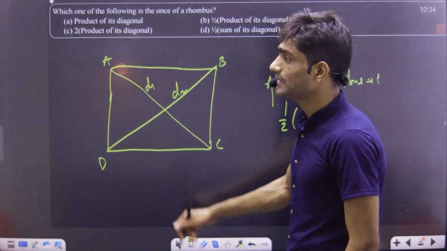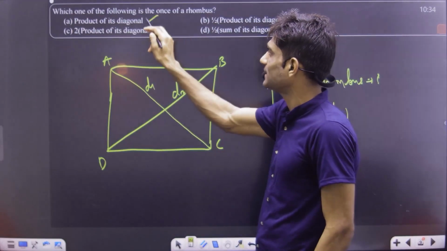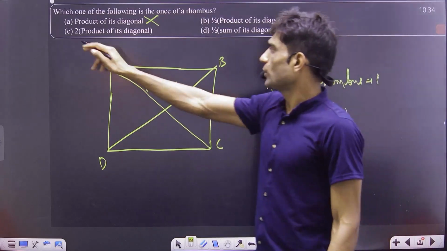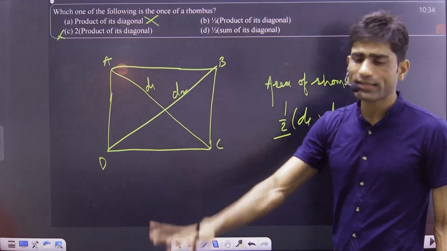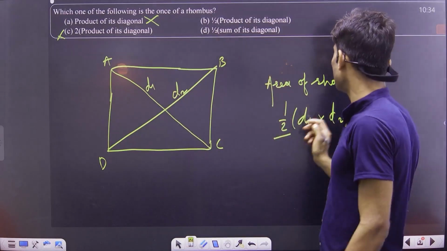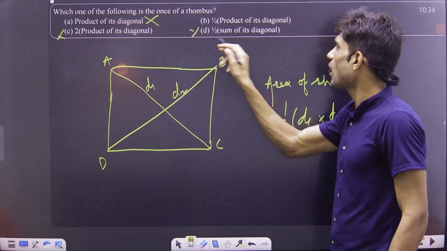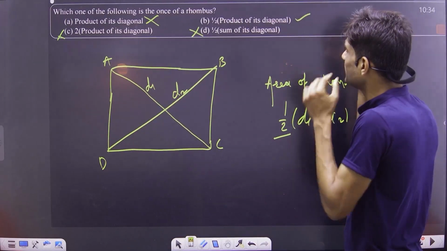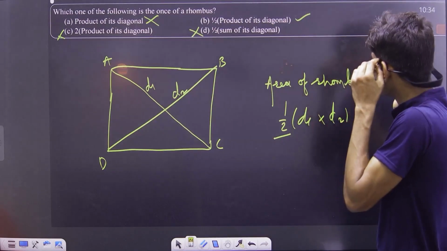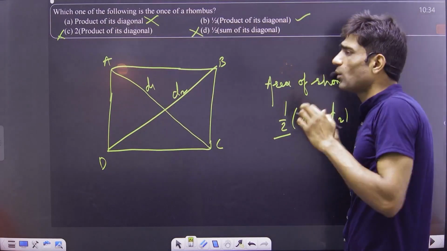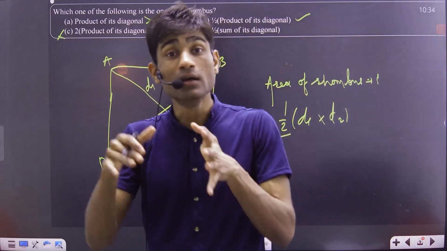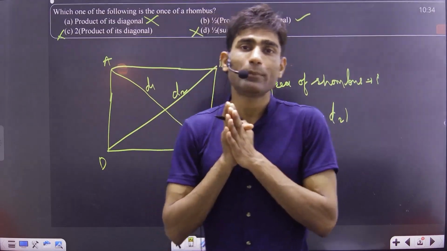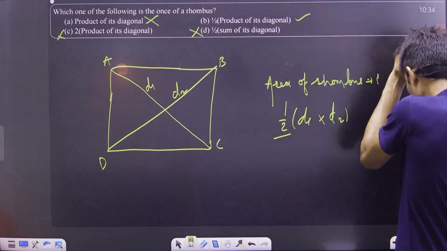Now see that here in my first option, product of its diagonals is not possible because one half is there. Two times the product of its diagonals is also not there. We have 1/2 into the product of diagonals, and 1/2 into the sum of its diagonals is not there. We have the product. So our correct option is option B, the area of a rhombus, which is 1/2 into the first diagonal multiplied by the second diagonal. Very important question. Be prepared with this. I'm expecting you have all understood this solution.